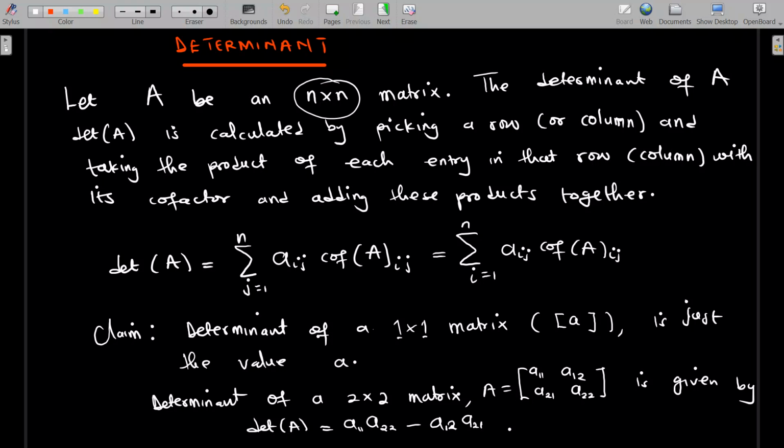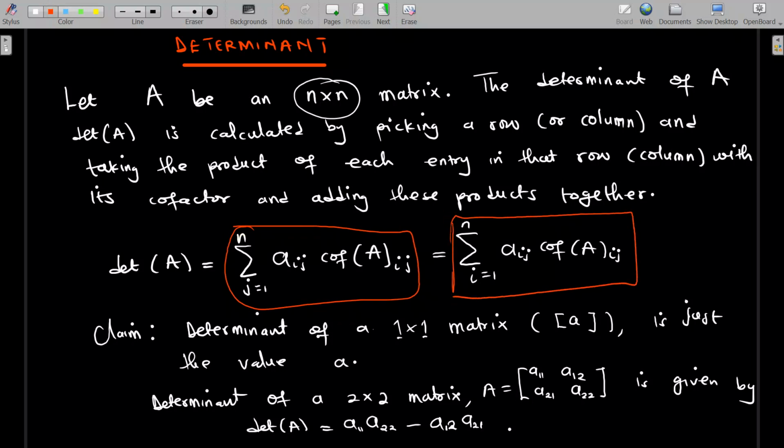So, the first part of the definition is taking a particular row and expanding along it, or maybe you're going to take a particular column. I know the J stands for columns and the I stands for rows, but when we start taking an example, you'll understand why the J part is the row and the I part is the column.